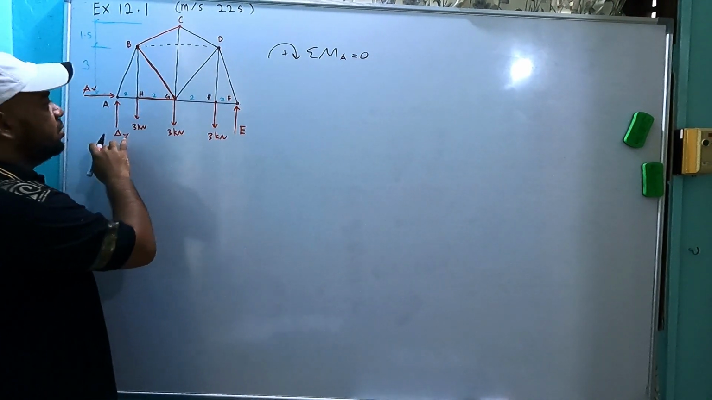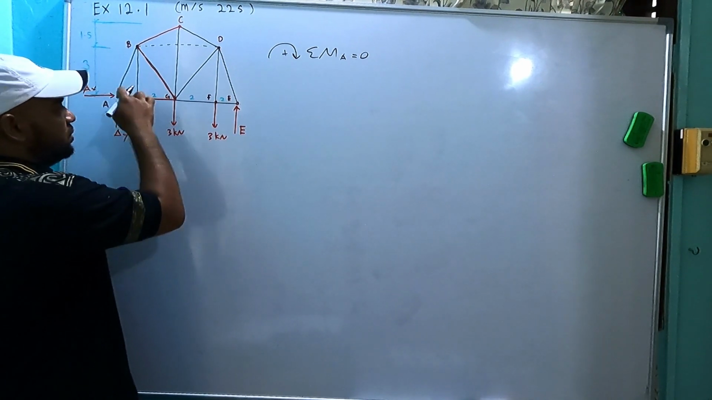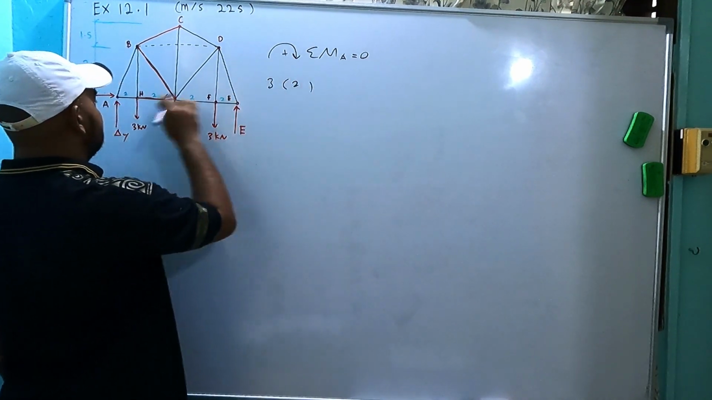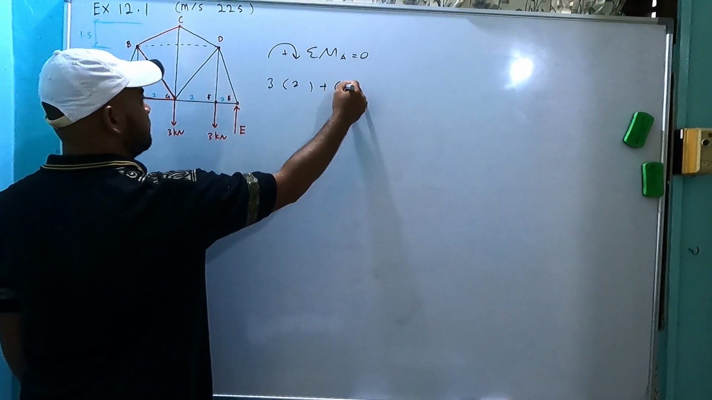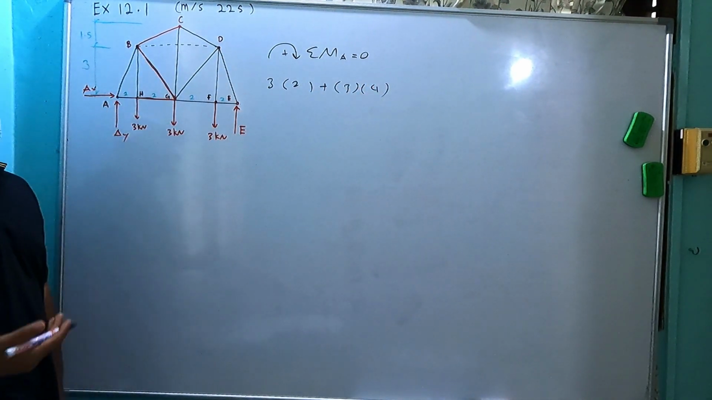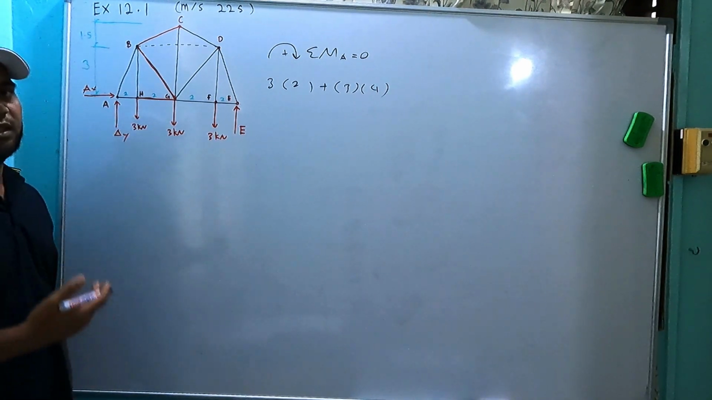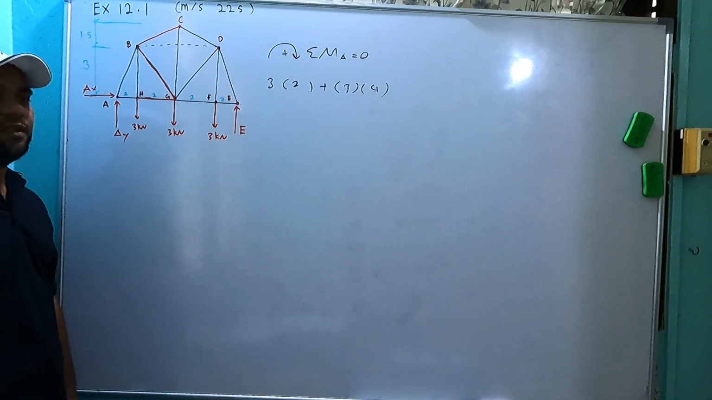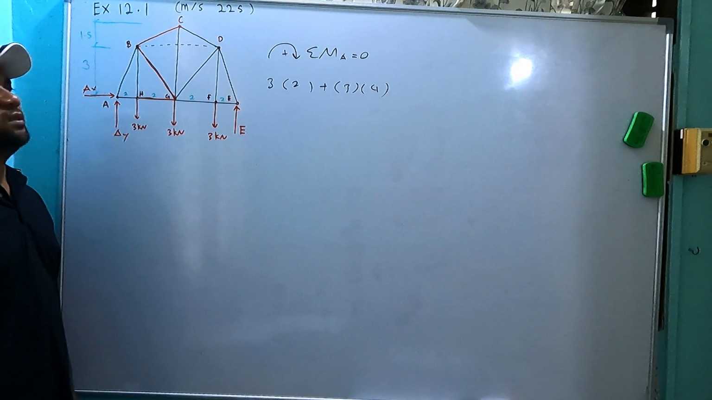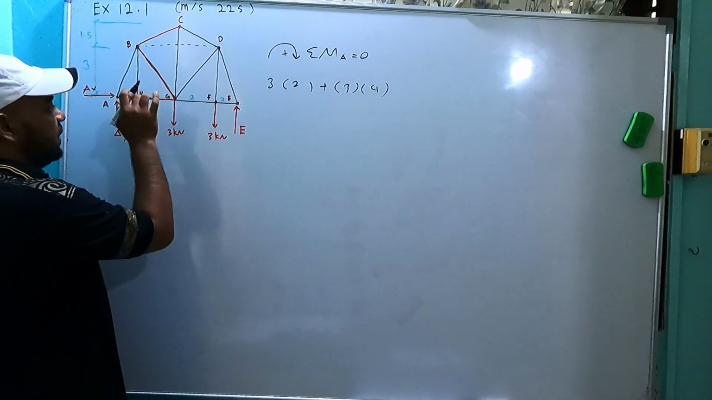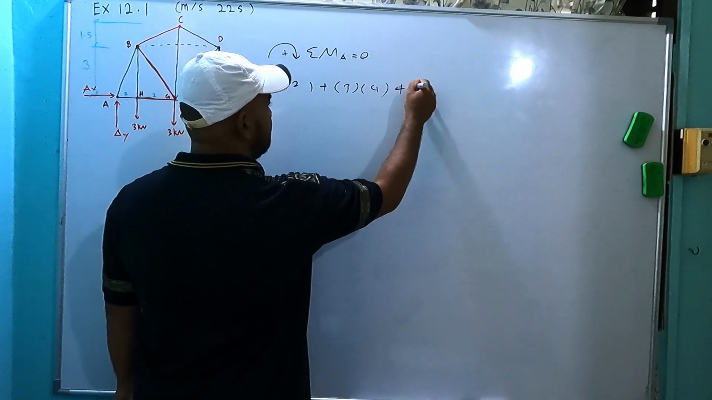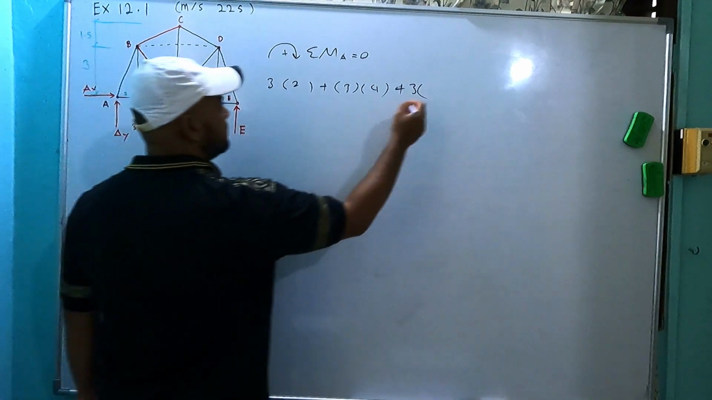This one we ignore for the time being. This one is positive, positive, positive. The other one is negative. So 3 times distance 2, plus 3 times distance 4. I will go really fast because I assume all of you are already familiar with how to take the moment. If not, please go back to the previous video on how to calculate the moment, what the distance is, what the force is, and so on. So 3 times 2 plus 3 times 4, and then plus 3 times 6.